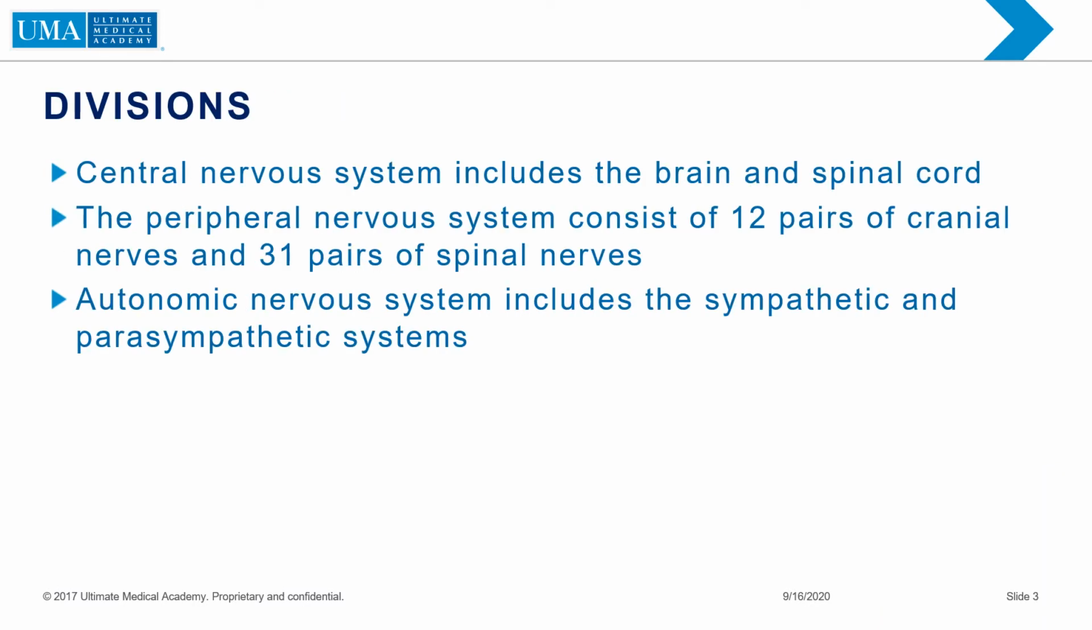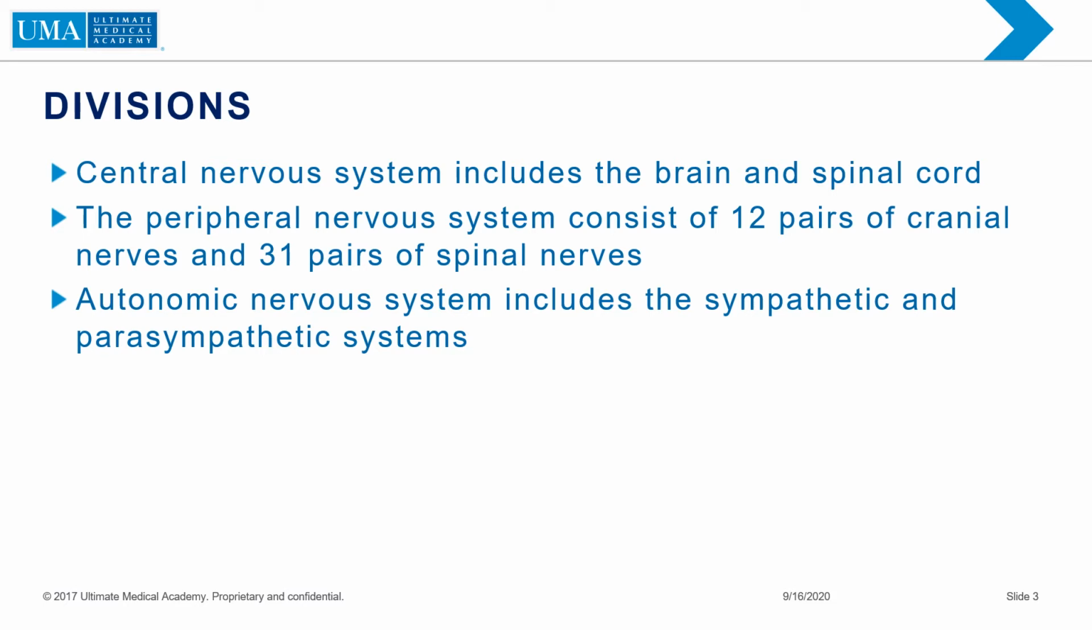The nervous system can be divided into three divisions. First, the central nervous system. Second, the peripheral nervous system. And third, the autonomic nervous system. The central nervous system consists of only the brain and spinal cord, whereas the peripheral nervous system consists of 12 pairs of cranial nerves and 31 pairs of spinal nerves that extend out from the spinal cord.